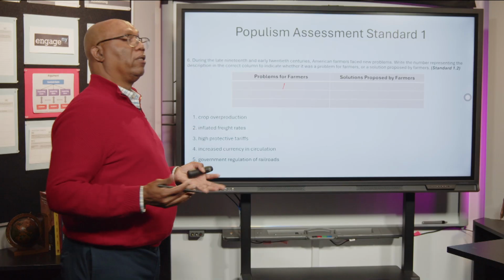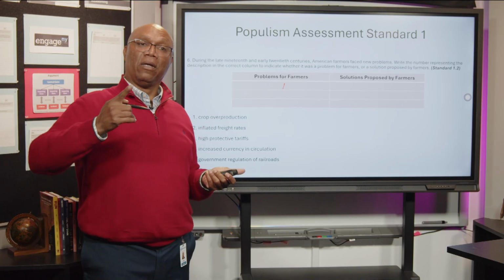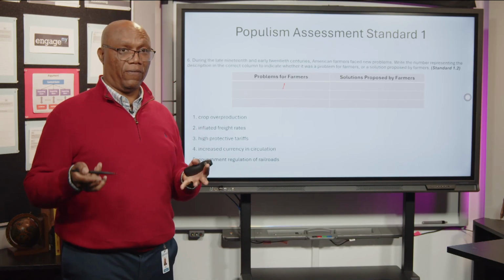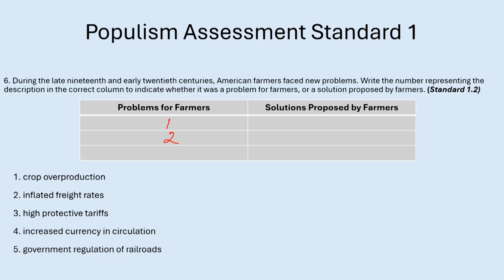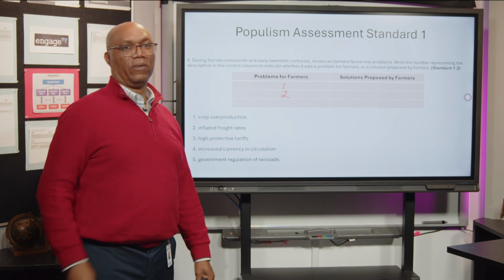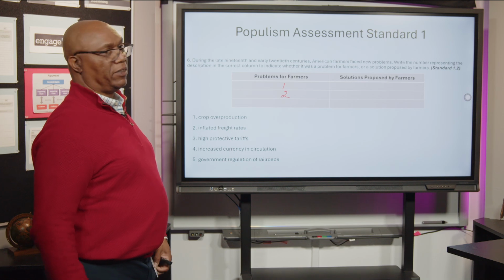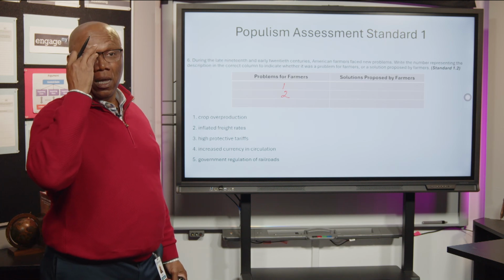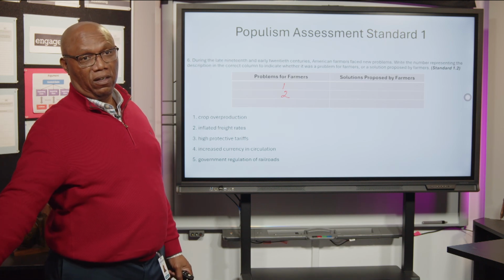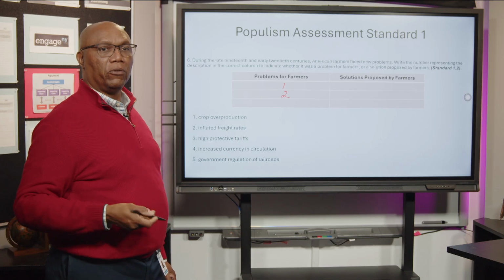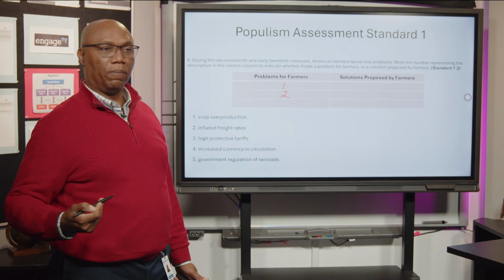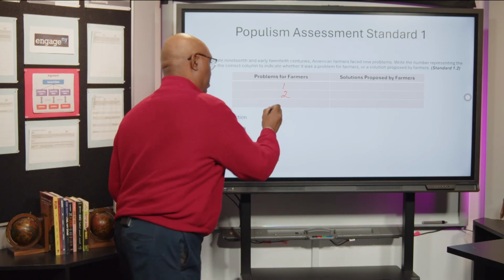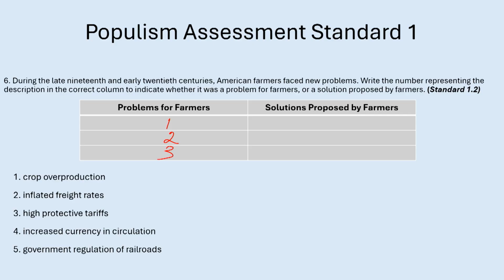Inflated freight rates. Well, one of the problems that farmers had was the fact that they were charged unfair shipping rates. And we know that from our fact list and from our review. So that is a problem. High protective tariffs. Once again, the farmer thought that these high protective tariffs were a problem because in order to send his products overseas, the countries receiving them would have to pay this high tax. And that would limit them from wanting to buy American products. So that would probably be a problem also. So 1, 2, and 3, we can easily identify as being problems.